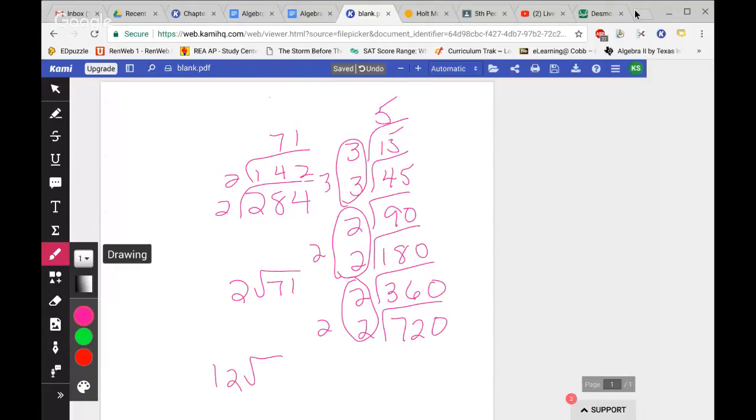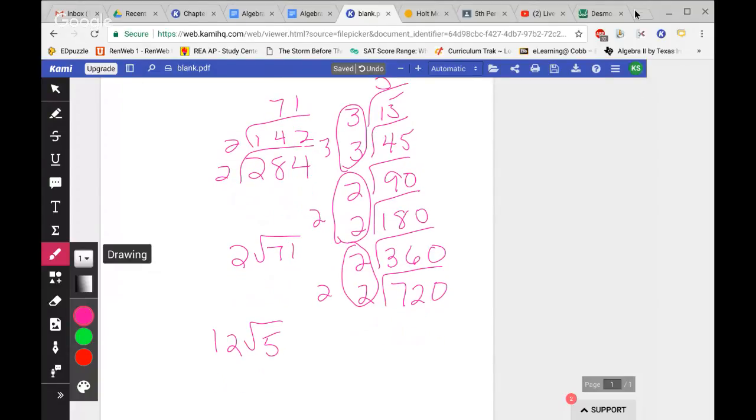And then you just put that 5 in there, inside the radical. Does that make sense? Yes. So if I double check that, 12 squared is 144 times 5 is 720. Yep. So does that kind of help clarify that? Yes, ma'am.